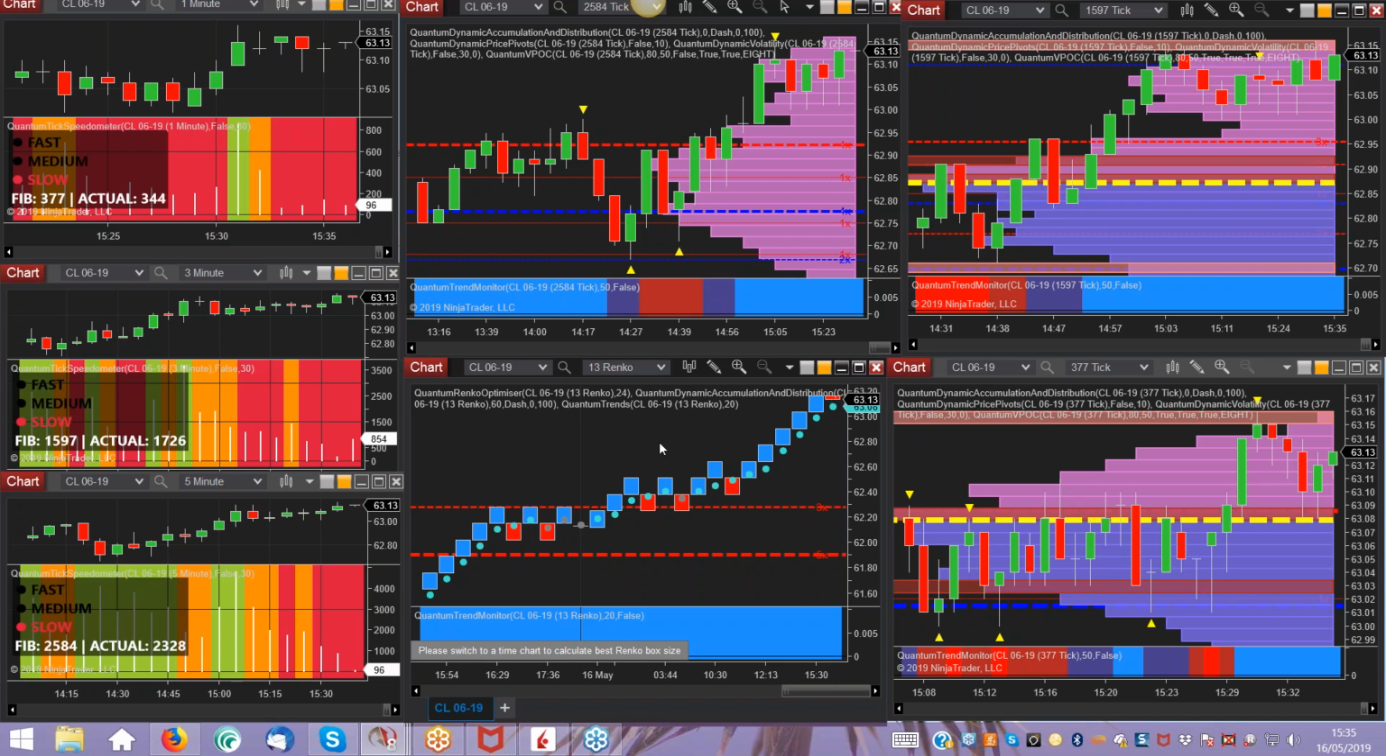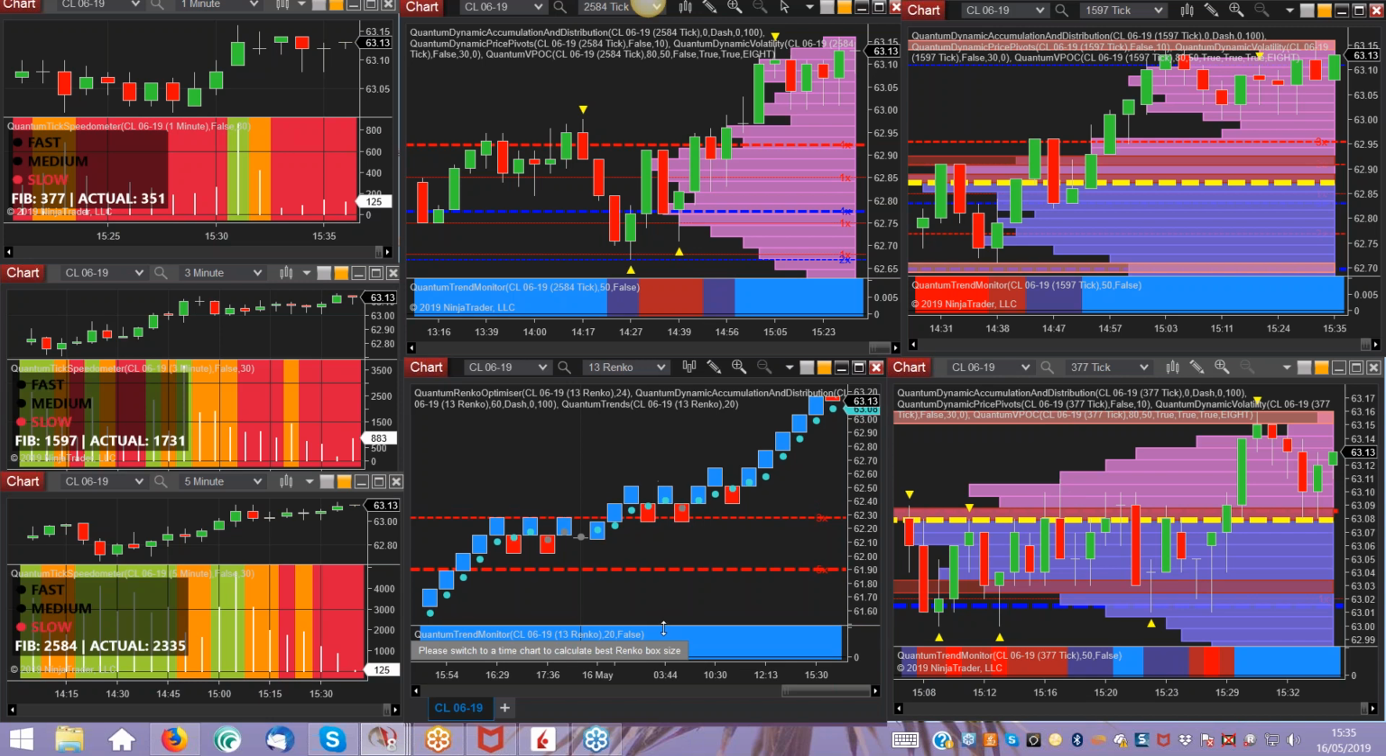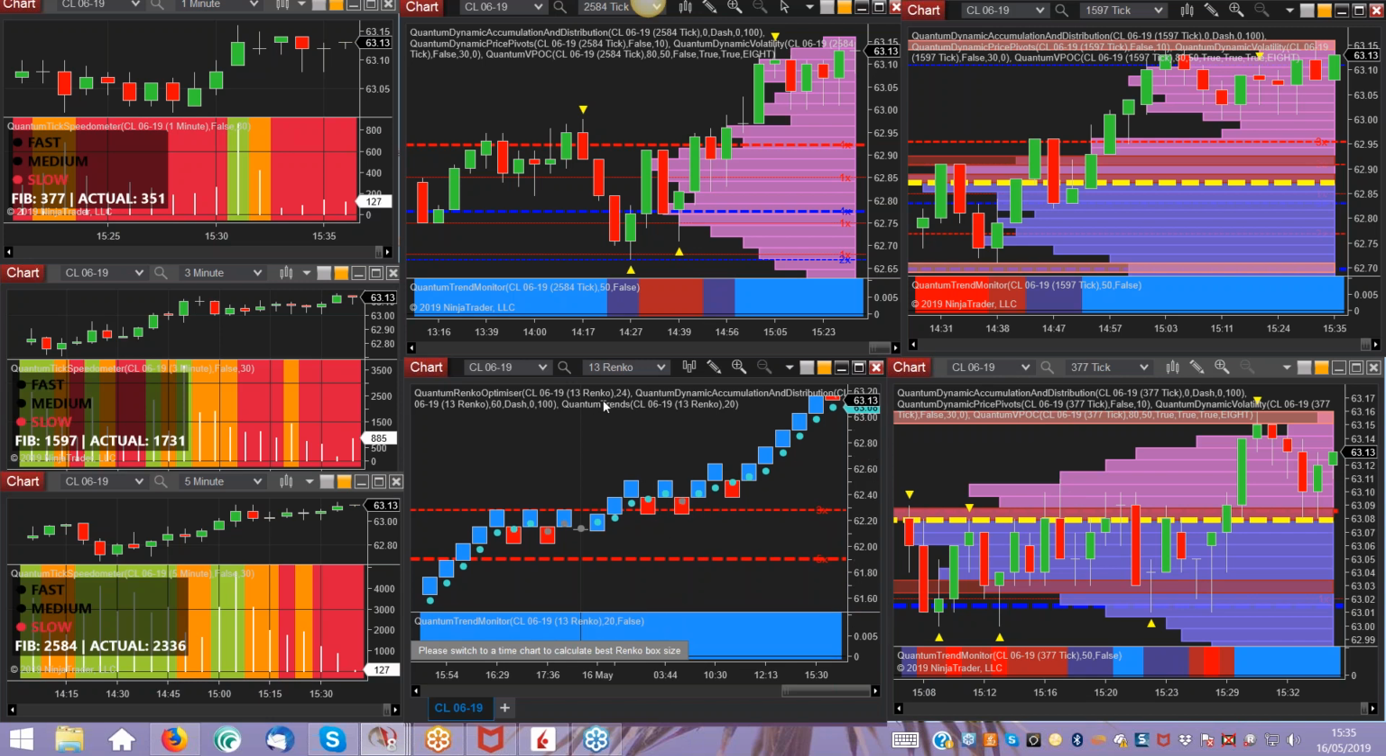You can see here on the trend monitor, I've got the renko in the middle here as well, running on a 1 minute chart there. So we've got 13 in terms of the cents per barrel. And you can see here the trend monitor, bright blue pretty much across the piece. So it's just giving us a heads up that we are in bullish territory at the moment.